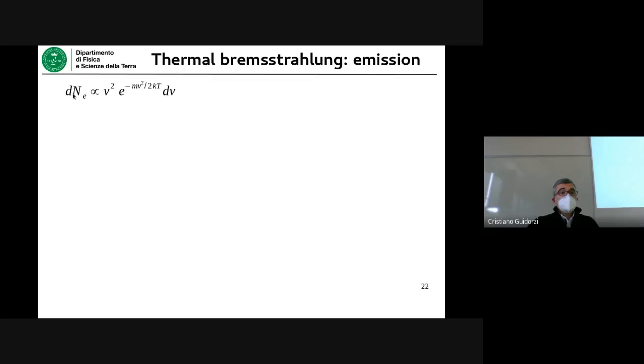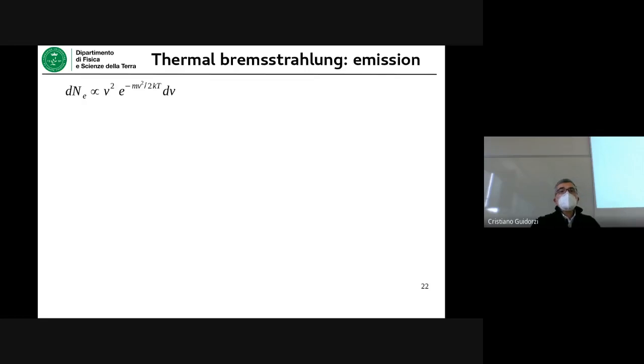Here I wrote dn_e as the number of electrons having velocity between v and v plus dv, as this expression here. I don't care about the coefficients of the Maxwellian distribution. Of course, the coefficient has to make sure that the integral is normalized to the total number of electrons. I don't care for the time being. So now, let's figure out a population of electrons, all of them having their own velocities.